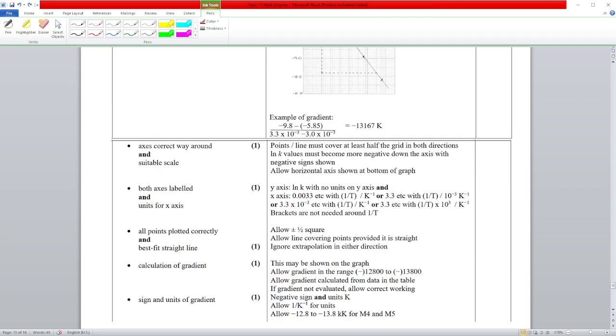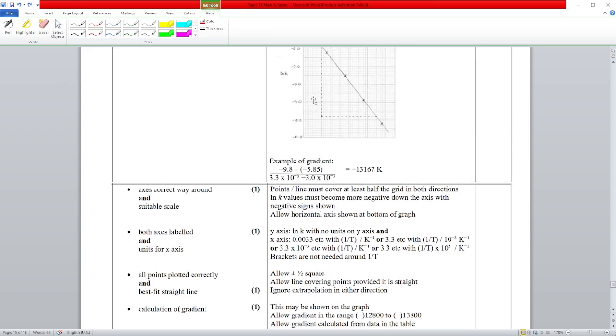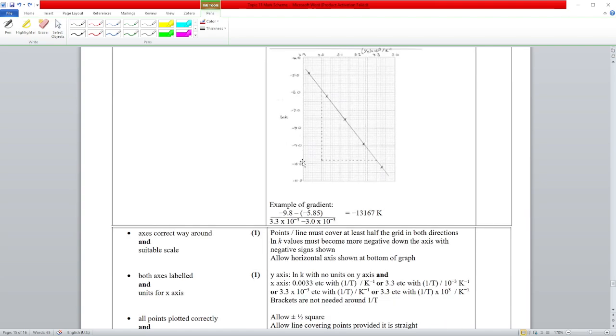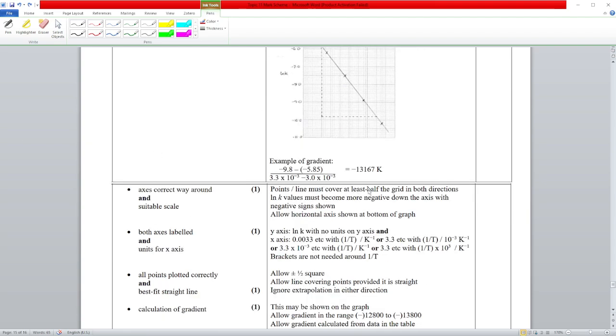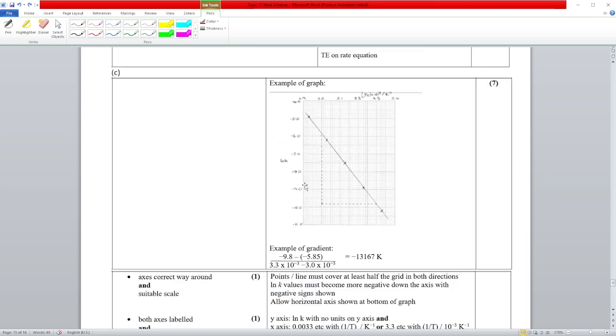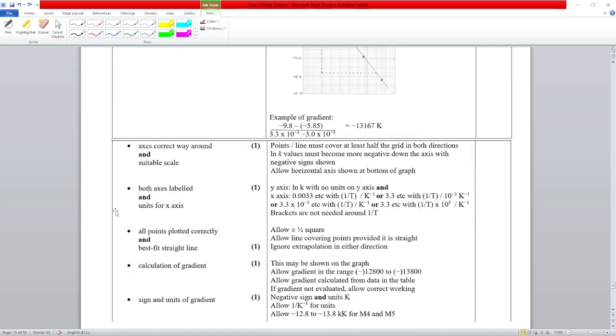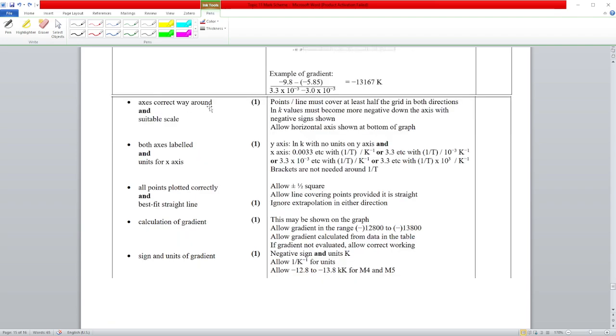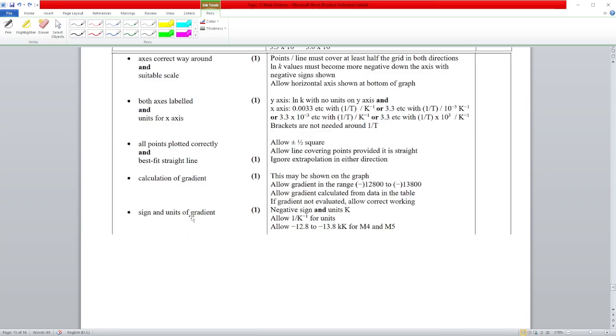So you have marks for writing the axis. Do you have to put the axis on the top? I don't think so. Or maybe you do. That's an interesting question. Axis points line must cover. Allow horizontal. Okay, no, you don't. Allow horizontal axis shown at the bottom of the graph. So you can put the horizontal axis on the top of the graph or the bottom. Either is fine. You have to label both axes. These are easy marks, so don't let those slip by. That would be very sad.